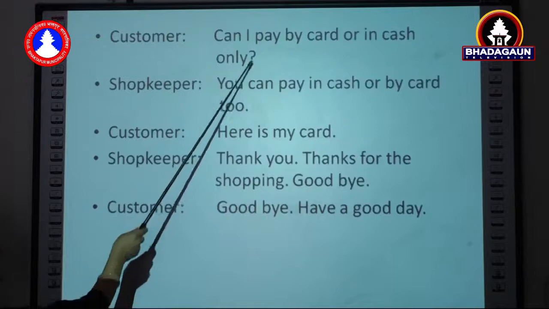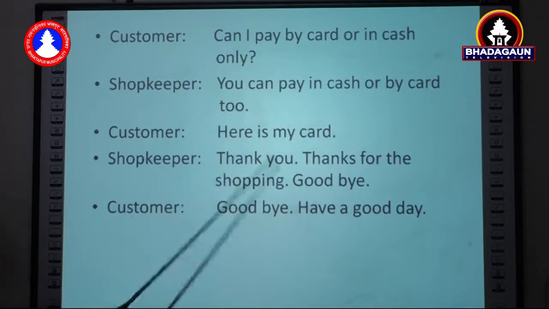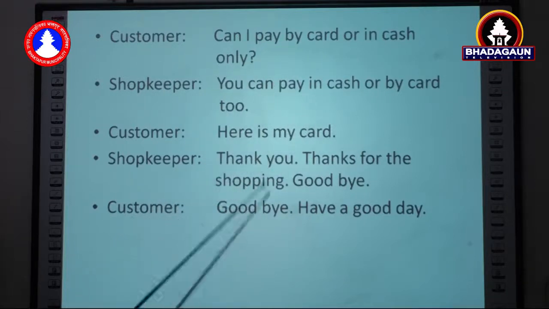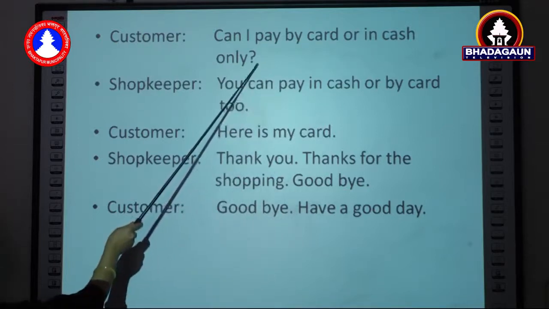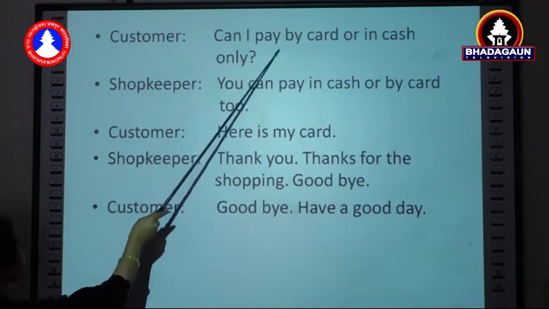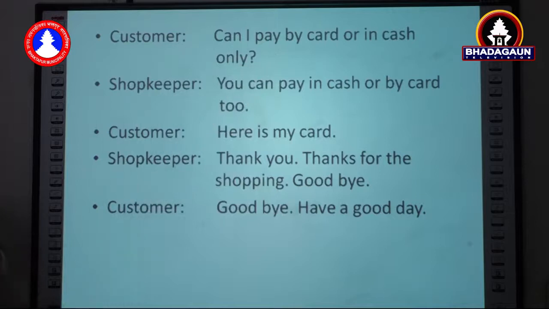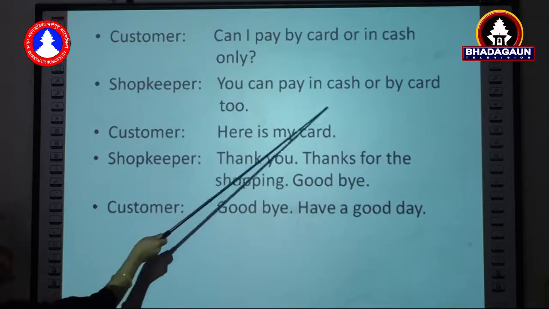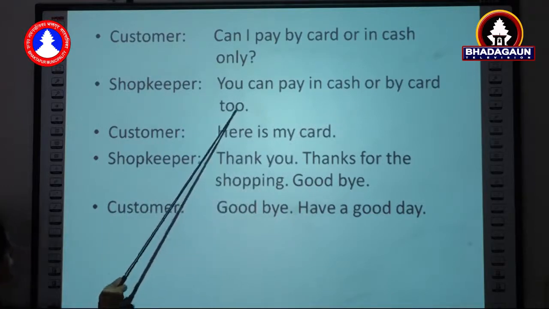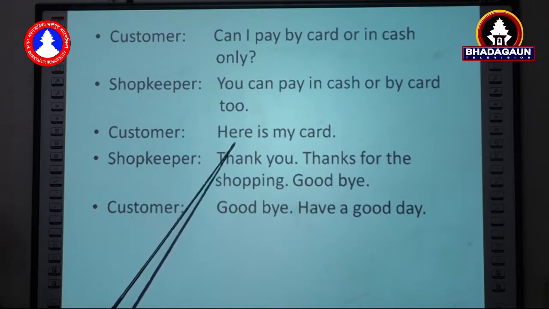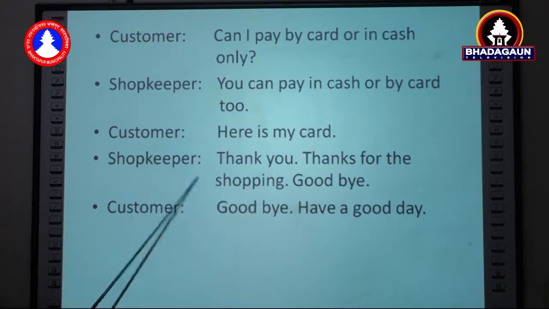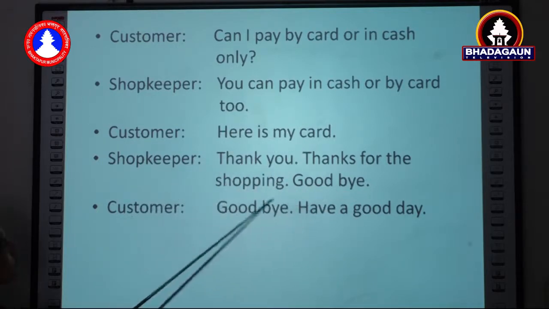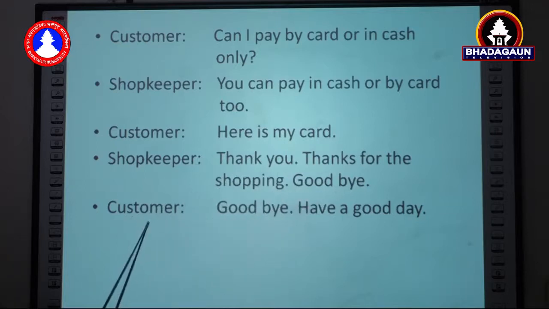Customer says, can I pay by card or in cash only? Nowadays we pay by card also, so it's very natural for us. It's a very lifelike situation for us to ask such kind of questions. The shopkeeper says, you can pay in cash or by card too. And the customer says, here is my card. Shopkeeper says, thank you. Thanks for the shopping. Goodbye. And the customer says, goodbye, have a good day.